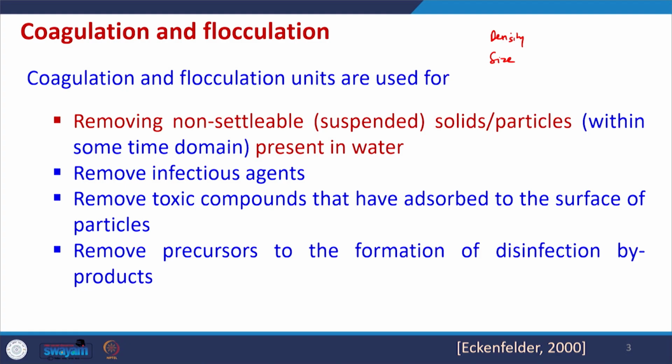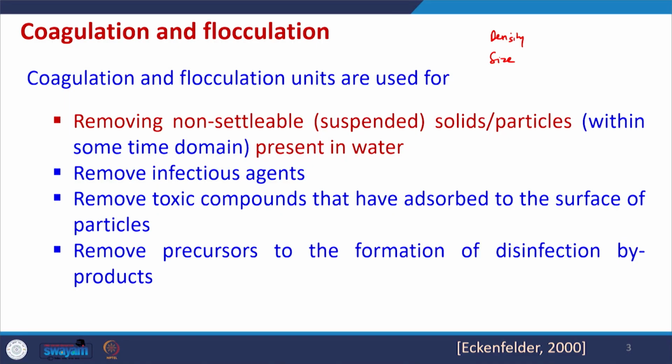Now, these solid particles may be infectious, so we can remove these infectious agents. They may also be toxic compounds, and they can be removed via adsorption to the surface of the particles which are formed via coagulants. So, we can remove toxic compounds, infectious agents, and also precursors which lead to the formation of disinfectant byproducts. Through coagulation and flocculation we can remove all these materials.